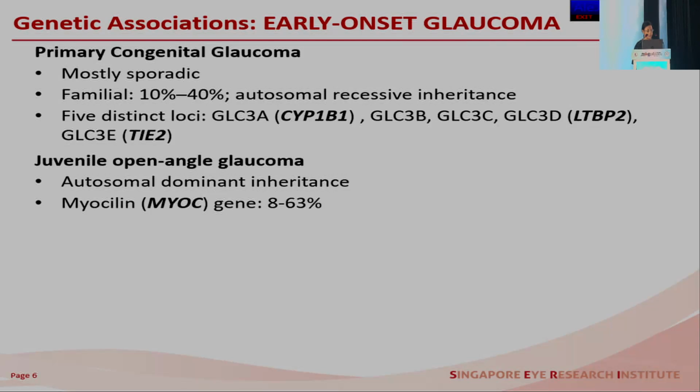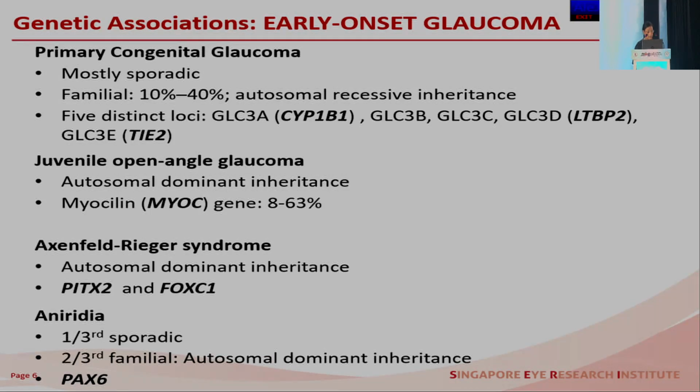So primary congenital glaucoma occurs in infancy. They're mainly sporadic. However, familial cases with autosomal recessive inheritance have also been described. JOAG, on the other hand, occurs from the ages of 3 to 40. They follow an autosomal dominant inheritance, and the most common gene implicated is the myocilin gene. Now, Axenfeld-Rieger's and aniridia are examples of developmental glaucoma, and they have an autosomal dominant inheritance pattern.